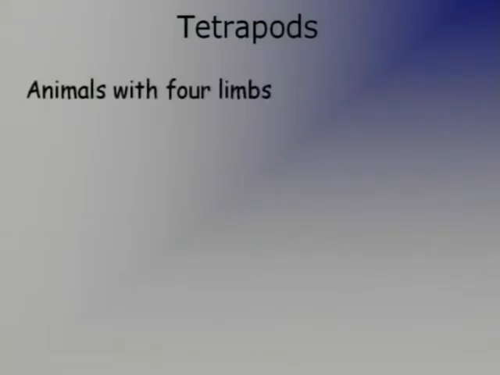But of course, if you've been following the story with the fossils, the big story is the tetrapods. How did we end up with 4 limbs? If you're a human being, 2 arms, 2 legs. Most of the vertebrates have 4 limbs. So we're talking about tetrapods, animals with 4 limbs.